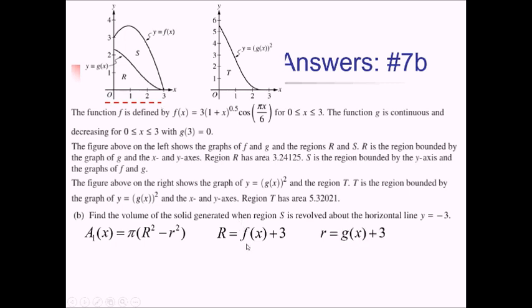So putting this all together then in a form that I can actually use my calculator on, my volume, notice I said A sub 1 here, because I'm going to use another area formula in the next problem, but I can say my volume is going to be pi, which I can take outside the integral, times the integral from 0 to 3 of, and now I'm basically just doing big R squared minus little r squared inside here. So that's going to be f of x plus 3, the whole thing squared, minus g of x plus 3, whole thing squared, dx.